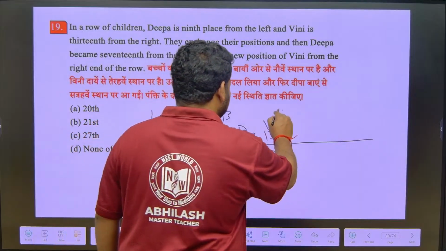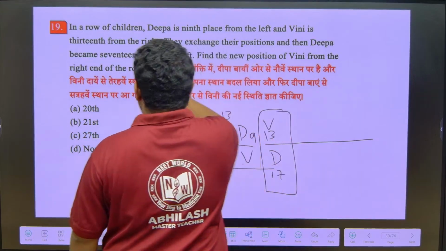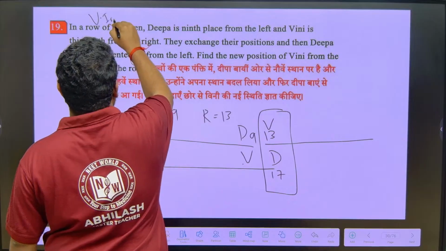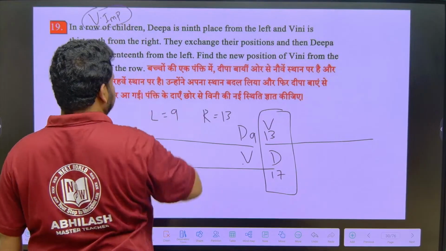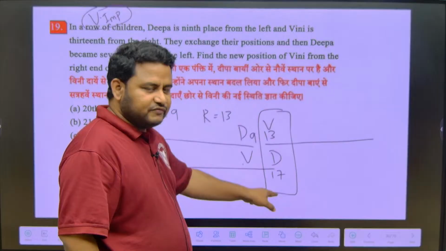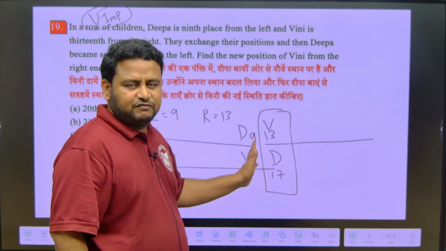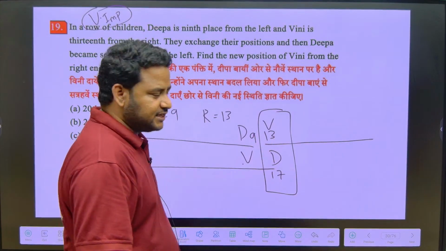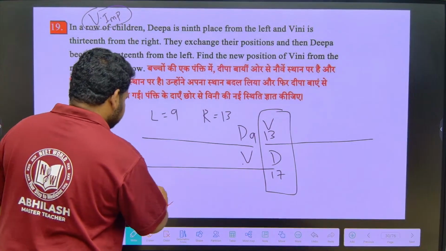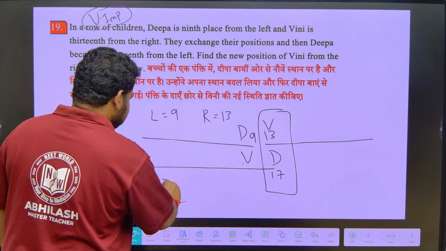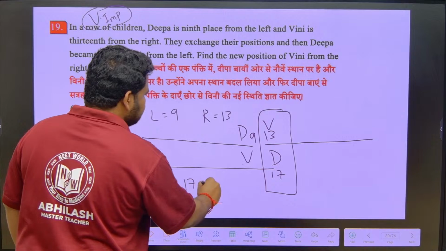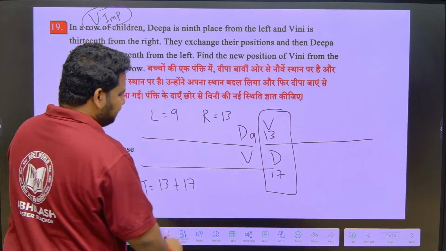To know the total number of persons, mark this question as very important, because it has a somewhat complex concept involved. First of all, using Vinny and Deepa, we will find out the total number of persons in the row. So the total number of persons is what? Vinny is 13 from the right, and from the left Deepa is 17.